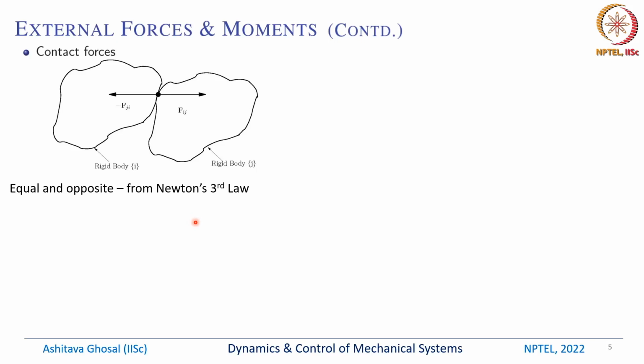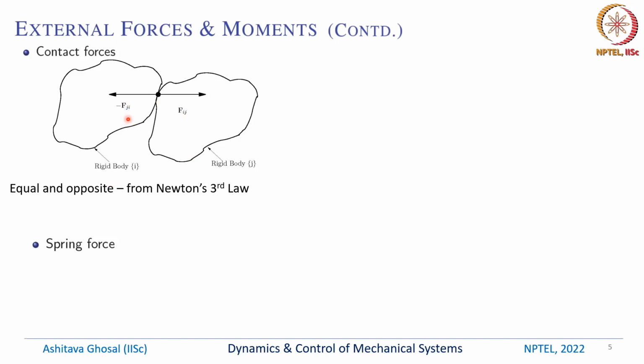Most of you know Newton's third law: if you have some body resting on the ground, there is an equal and opposite reaction force. So Fij will be the same as minus Fji.